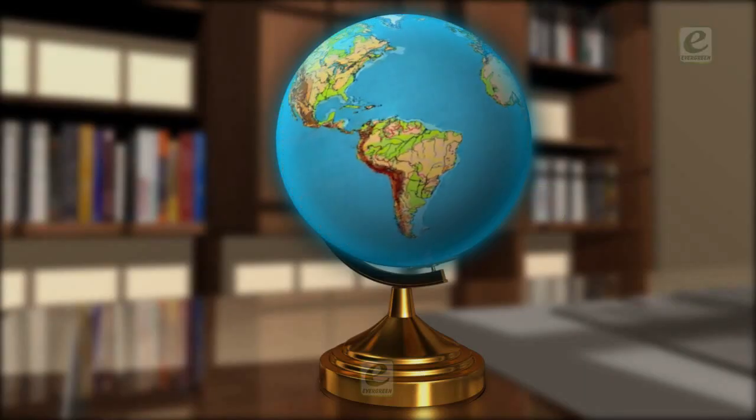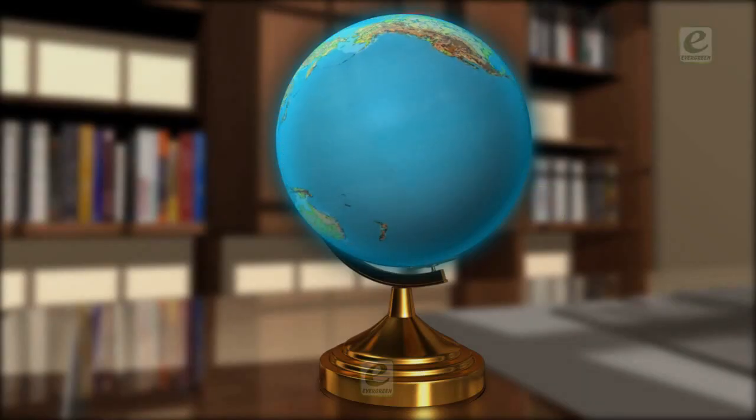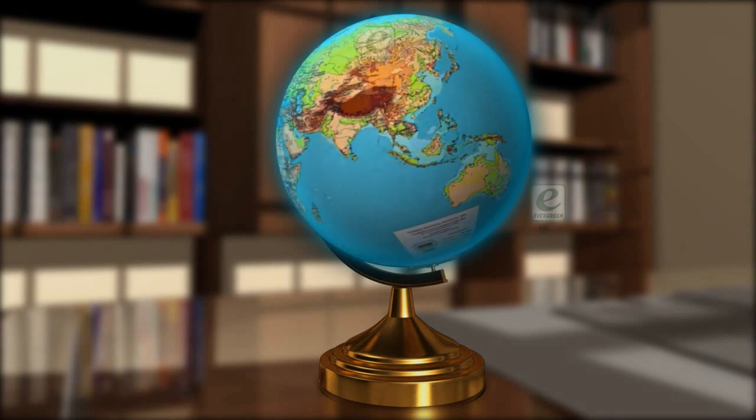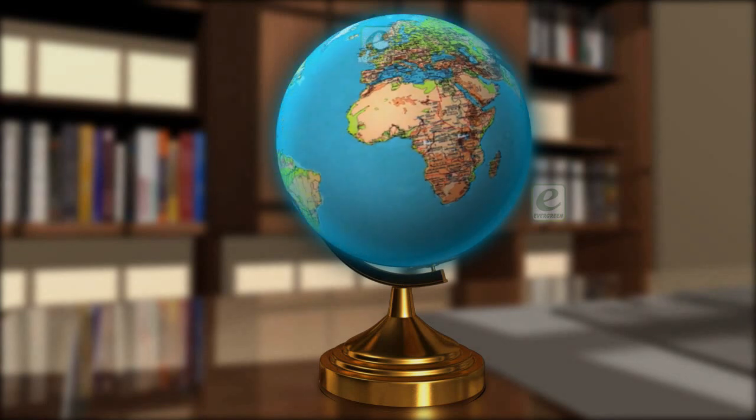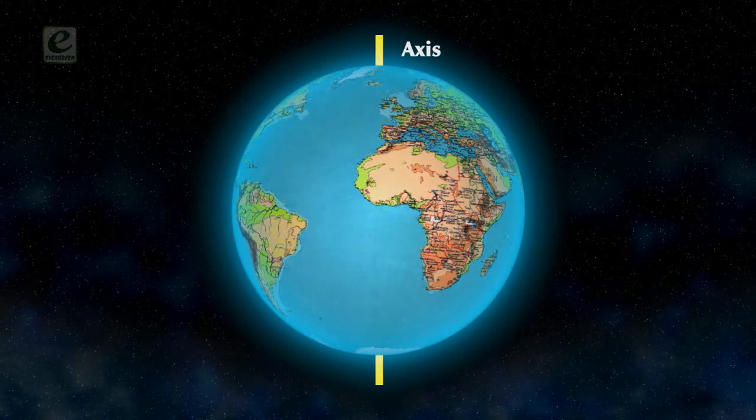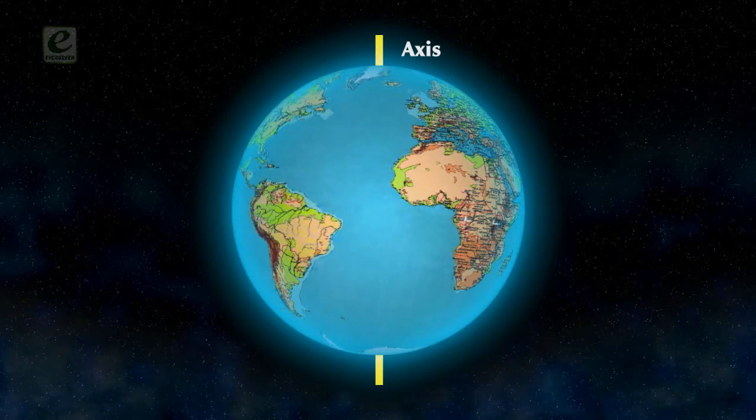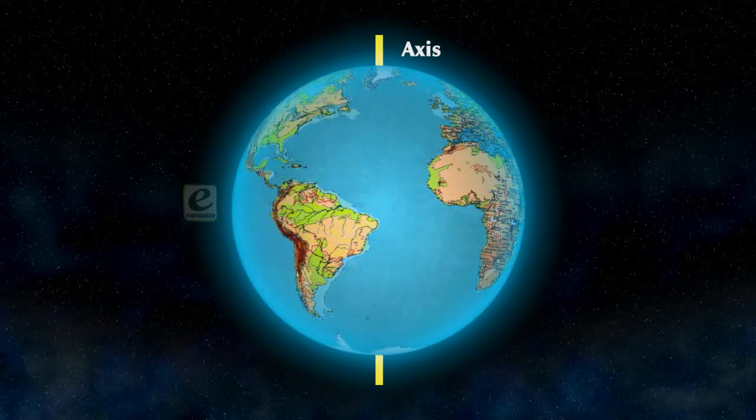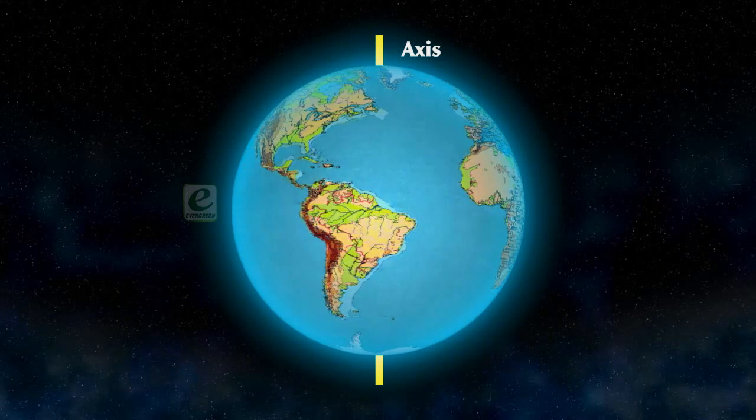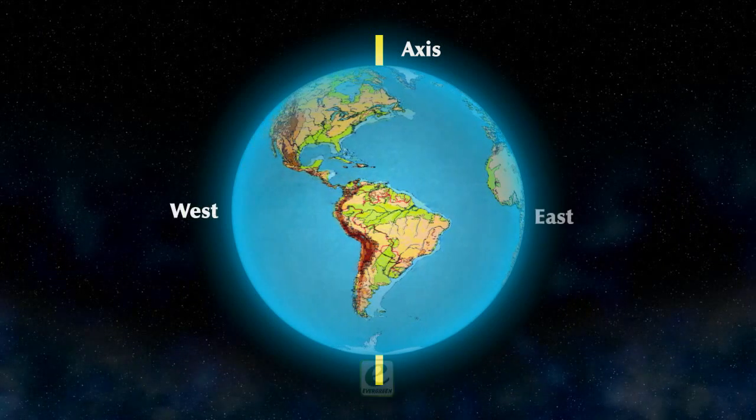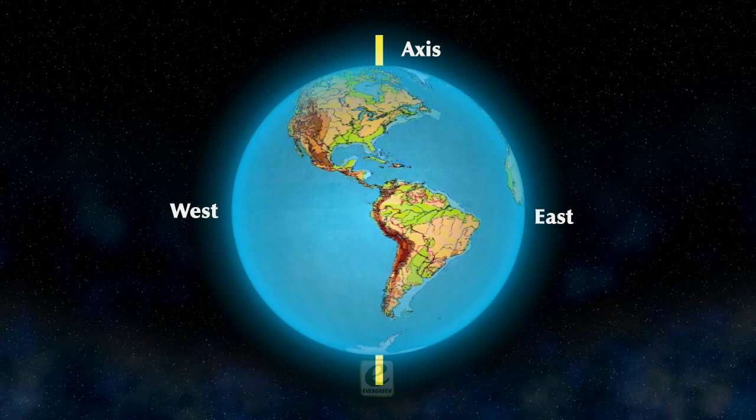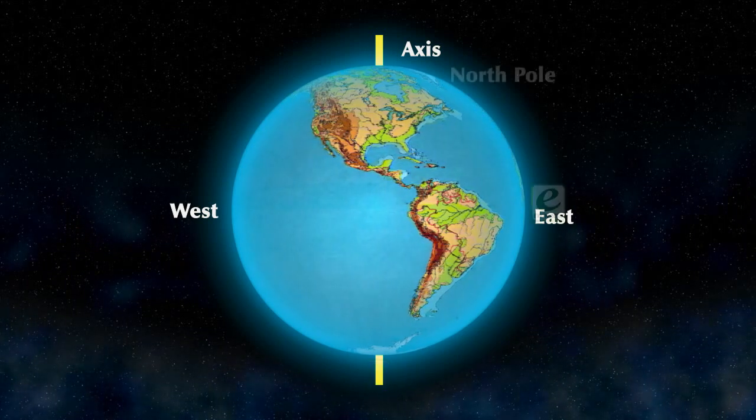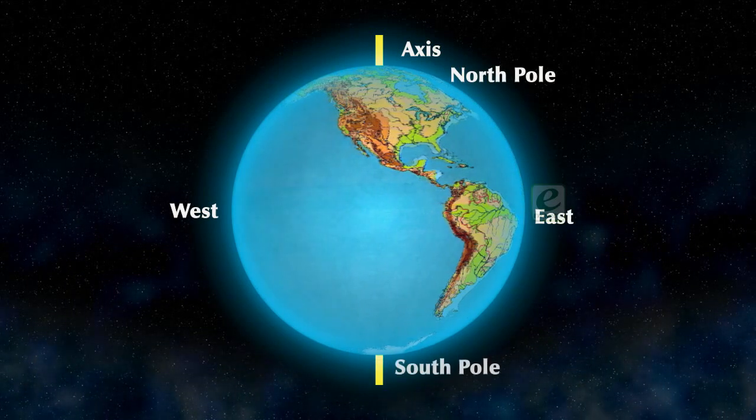The spherical shape of the Earth is best represented by a globe, which is a three-dimensional model of the Earth. The axis is an imaginary line on which the Earth spins or rotates. The Earth rotates on its axis from west to east. The two end points of the axis are the North Pole and the South Pole.